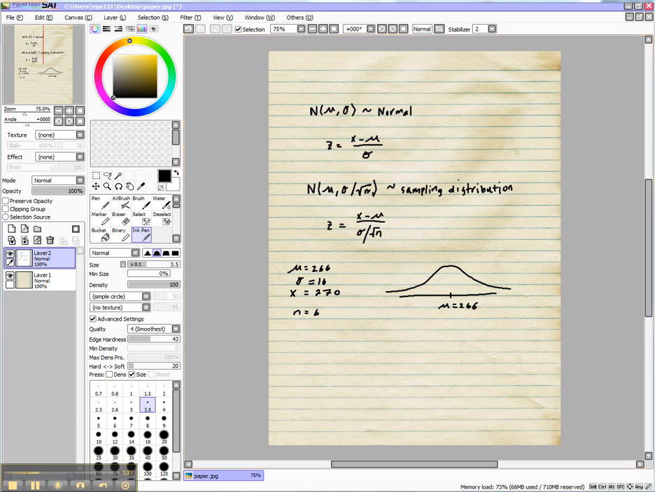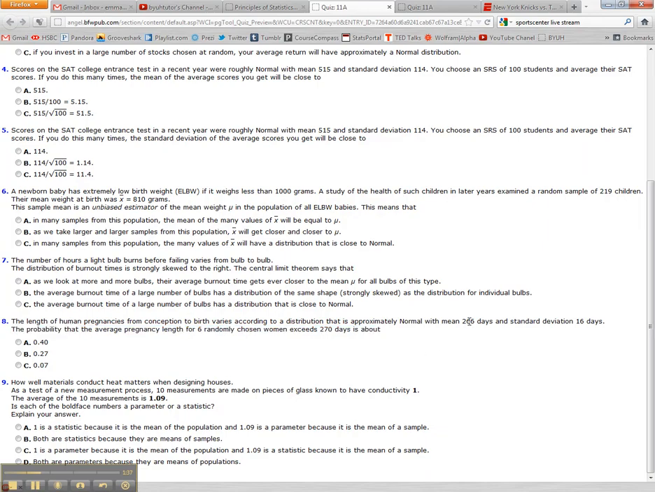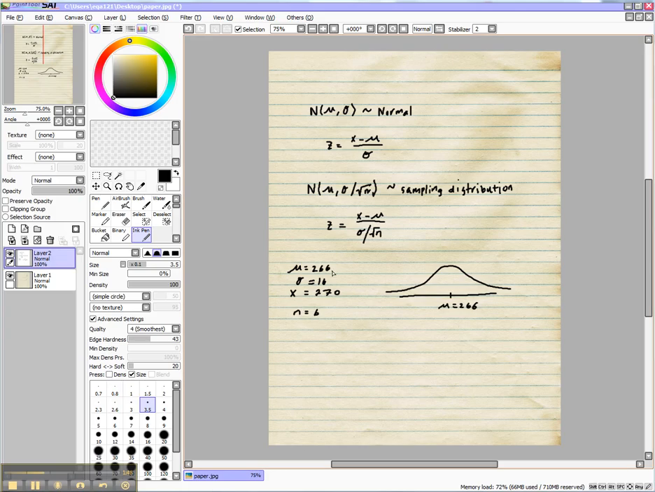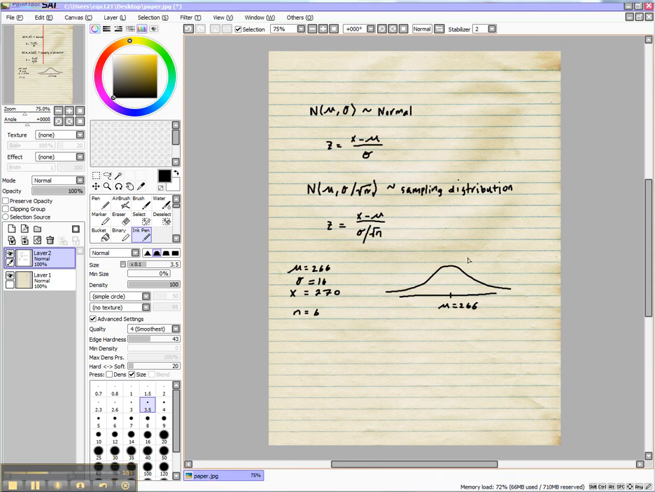So let's identify in this question all the information that we have. It says here that mu is 266, sigma is 16, x is 270, and n is equal to 6. I wrote all that down for you. If we're writing it out, where would 270 lie? We can guess that it might be right around here. So we'll say that that is where x is equal to 270.